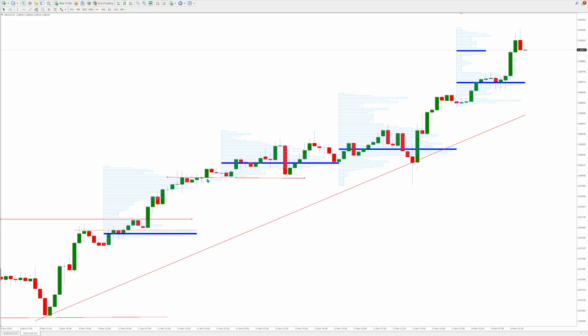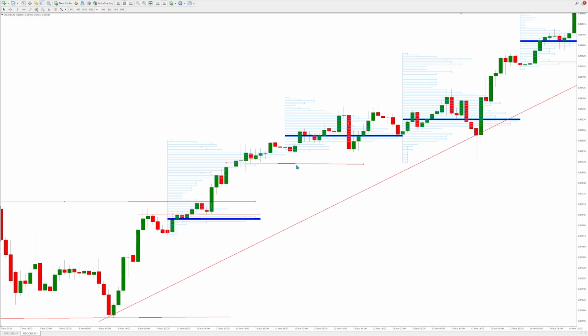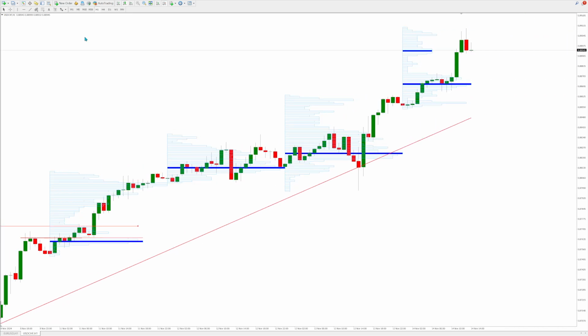For extra confirmation, if you didn't take the initial breakout, you can just wait for price to pull back, bounce from the support and enter either there or even here. And still ample opportunity to be in this trend at a good price point. So that's what the TPO can help you do.